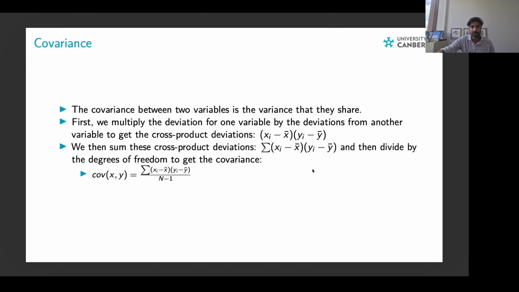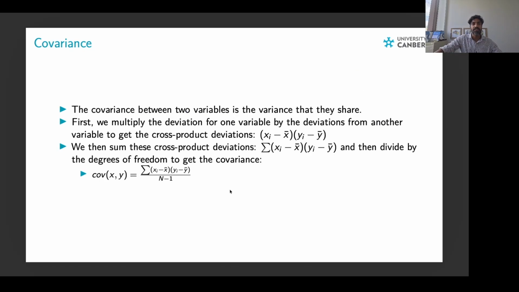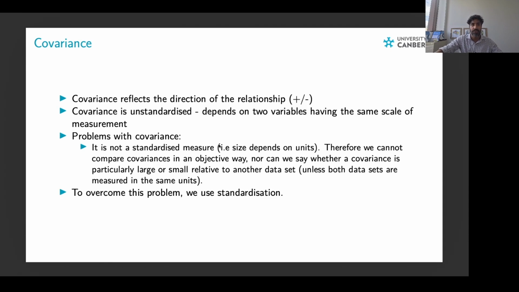You then sum the cross product deviations and divide by degrees of freedom. Again, you can think of it as the number of people, so it'd be 5, but with degrees of freedom it's actually 4, to get the covariance. So that's how you calculate covariance: the sum of the cross product deviations divided by the degrees of freedom, which would be 4 here. And so that gives us a sense of the variance that's shared between these two variables.